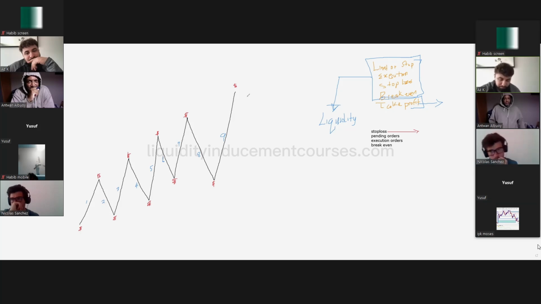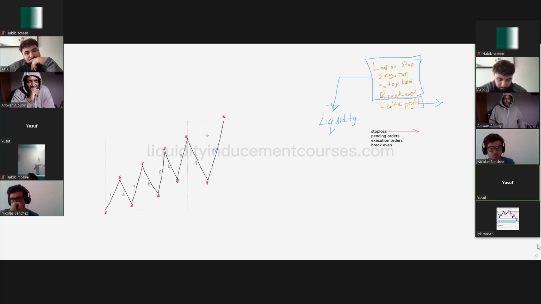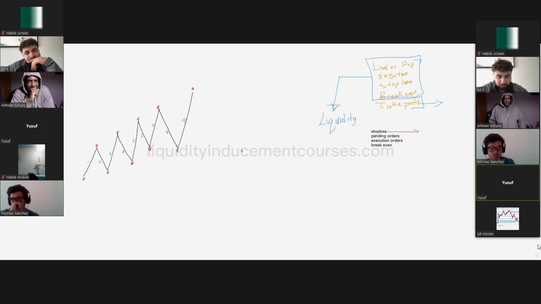Now, I hope we're together, everybody. Now, we know with this that liquidity is always sitting on every high and every low in the market. We just need to start putting a proper structure to it for better understanding. So we have that.